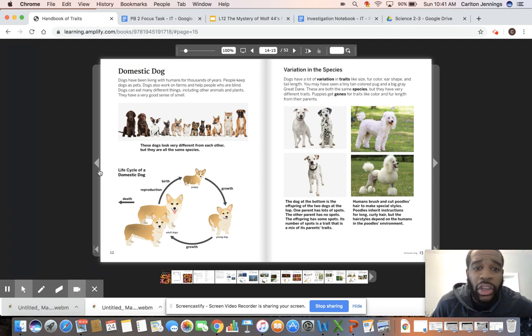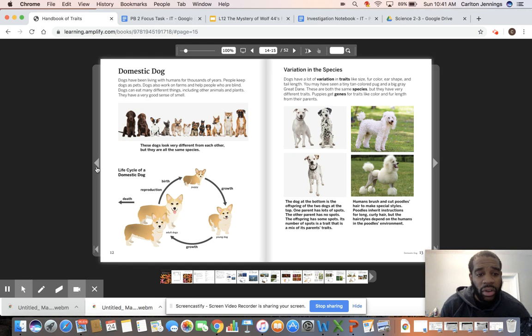Dogs have been living with humans for thousands of years. People keep dogs as pets. Dogs also work in farms and help people who are blind. Dogs can eat many different things, including other animals and plants. They have a very good sense of smell. These dogs look very different from each other, but they are all the same species. Because we know about species, all dogs are a type of species, but there's different types of dogs, and they look different, but they're all the same species.